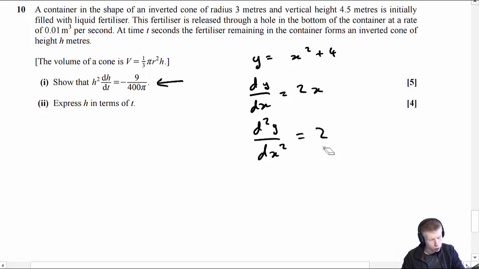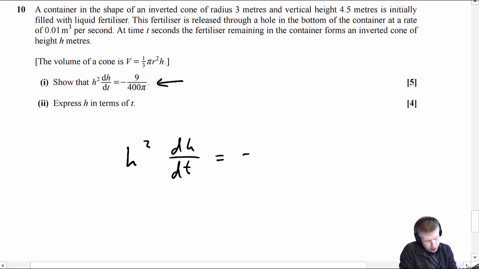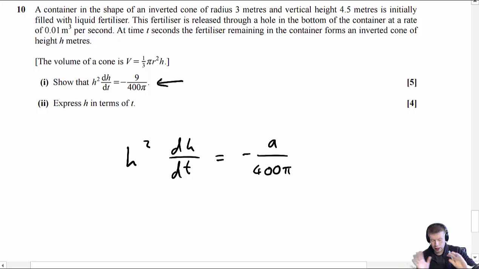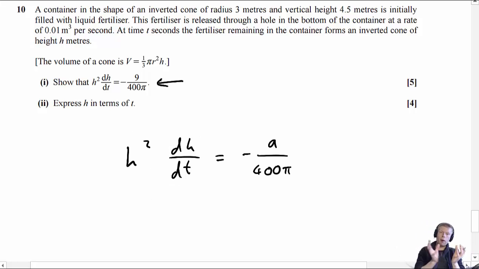Okay, well would you be happy that what I've got up here, this h squared times dh by dt minus 900 over pi, is just a differential equation? Because h is a bit like my function, so I square it, then I times it by the derivative of that function, and it's just equal to some number on the right-hand side. It's minus 9 divided by 400 pi, that's going to come out as a number, so just treat it as a number. But look, it's a differential equation because I've got h, that's my function, and I've got the derivative of my function, combined together into an equation. So that's called a differential equation.